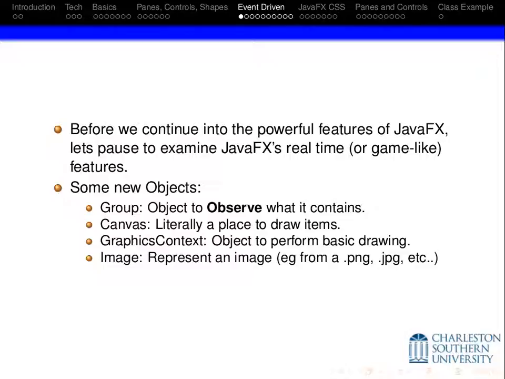So some new objects we need to keep in mind. First off, you have a group, which literally just groups things together. It observes what it contains. So if you put something in a group, you can observe what's in that group or do something to what's in that group. You're just doing a grouping. Canvas is, think of a paint canvas where you can draw objects. And then graphics context. This performs basic drawing. This actually commits or does the draw. And then an image is what we use to represent an image. Well, it looks like we've already done that earlier.